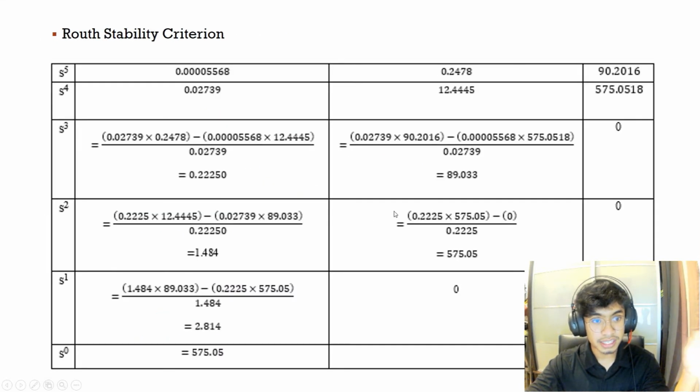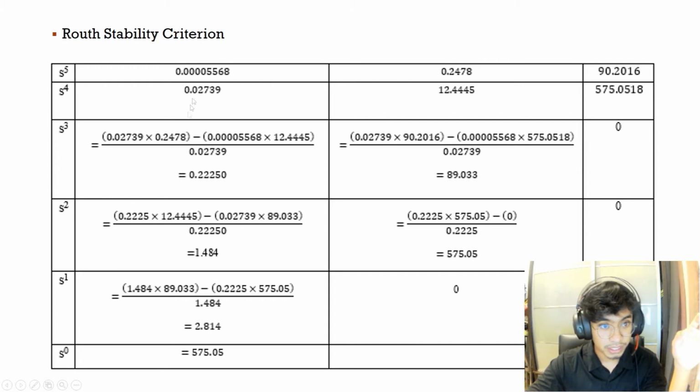Okay, so next, to find out whether our system is stable or not, we do the Routh stability criterion by looking at the first column to find out whether there is a change in sign. When there is a change of sign in the first column, we know that our system is not stable.